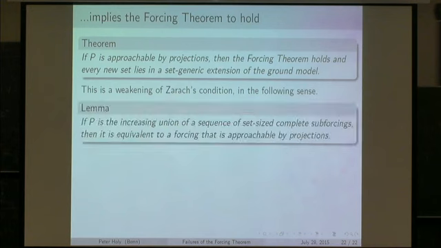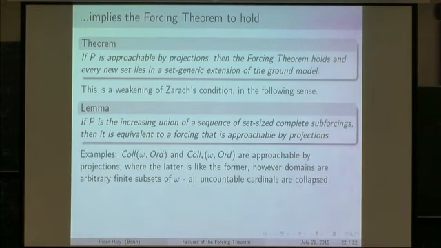And this is, in a certain sense, a weakening of Sarach's condition. So if P is the increasing union of a sequence of set-size complete subforcings, so this was Sarach's requirement, then it's in fact equivalent in a strong sense to a forcing which is approachable by projections. So in particular, this equivalence implies that the forcing extensions are the same.